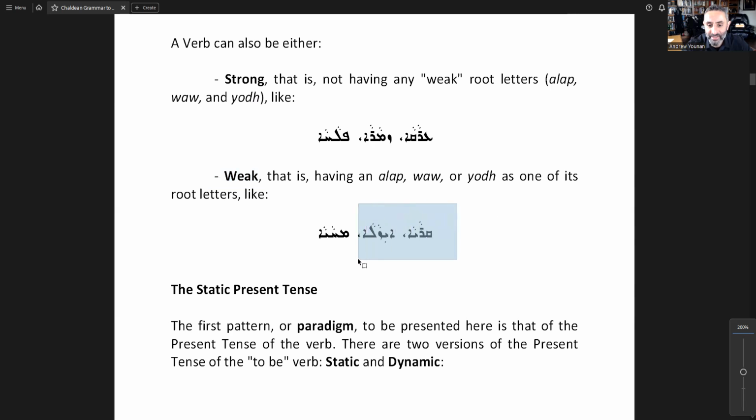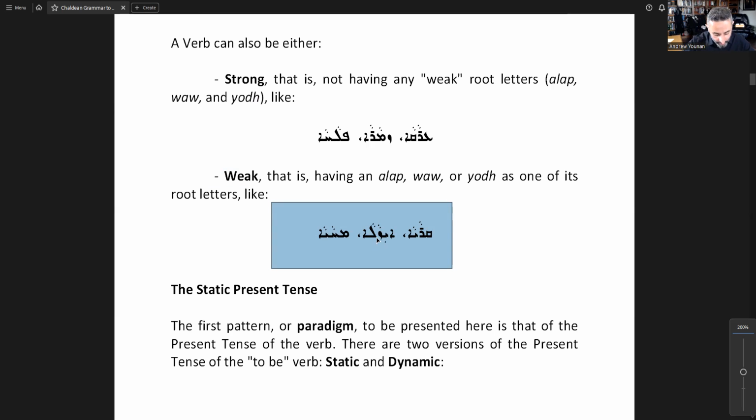Qaraya, izala, mkhaya. These are just examples. This one has a yod, qaraya. This one has an alap at the beginning, izala. This one has a yod right here, mkhaya. This actually has an alep at the end. It's not really a yoth. So these are examples of weak verbs.